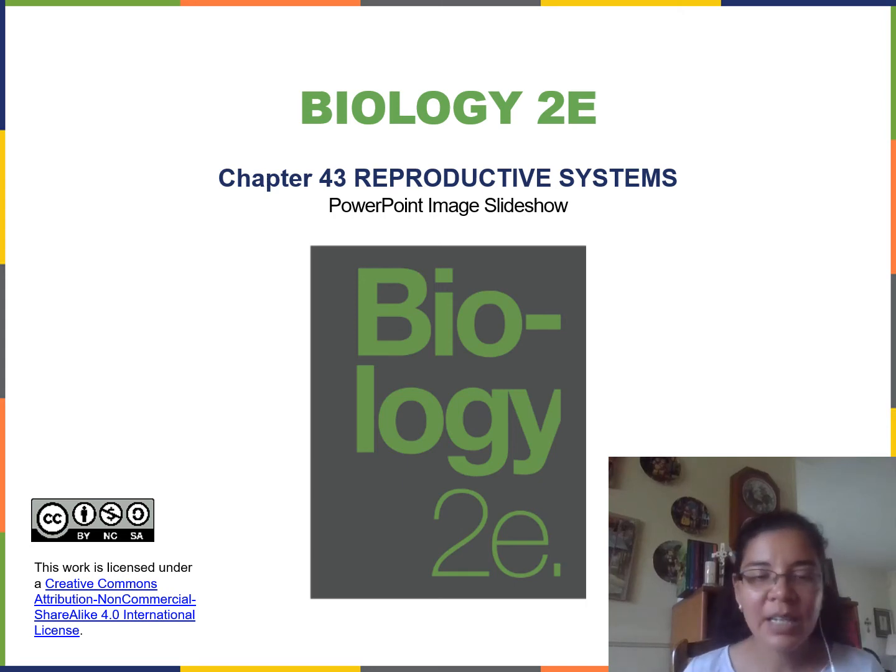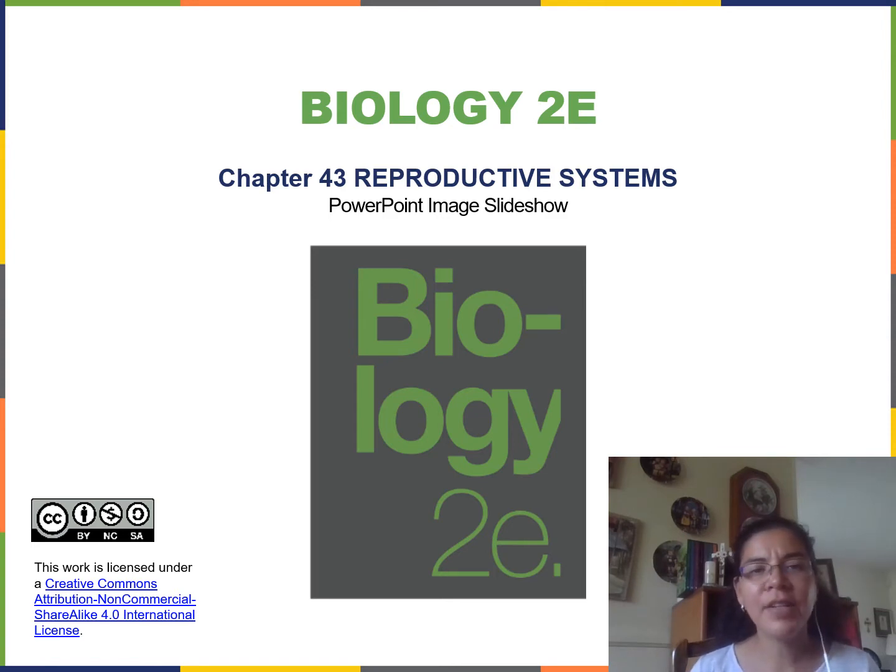Chapter 18 of Concepts of Biology book and Chapter 43 of Biology 2nd edition covers the reproductive system. Now, it is appropriate to cover the reproductive system because it is the application of what you have already studied, meiosis. So meiosis applies to the formation of gametes, the formation of sex cells, egg, and sperm.